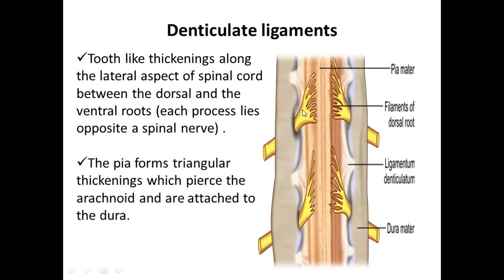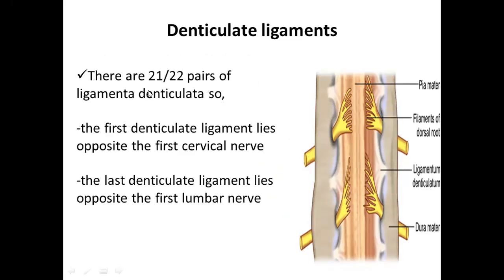The pia forms triangular segments which fit between the roots and attach to the dura, piercing the arachnoid. There are 21 pairs, or 22, mostly 21 pairs of denticulate ligaments. The first denticulate ligament corresponds to the first cervical nerve. The last one lies opposite to, or passes with, the first lumbar nerve.